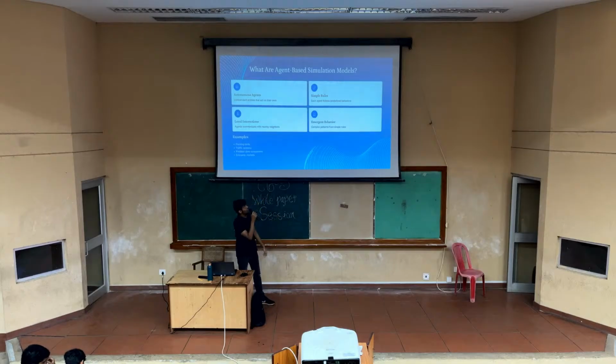These are autonomous agents which follow simple rules and locally interact with their nearby neighbors. This forms complex patterns and emergent behaviors. A few examples of these are flocking birds, traffic systems, predator-prey ecosystems, and economic markets.